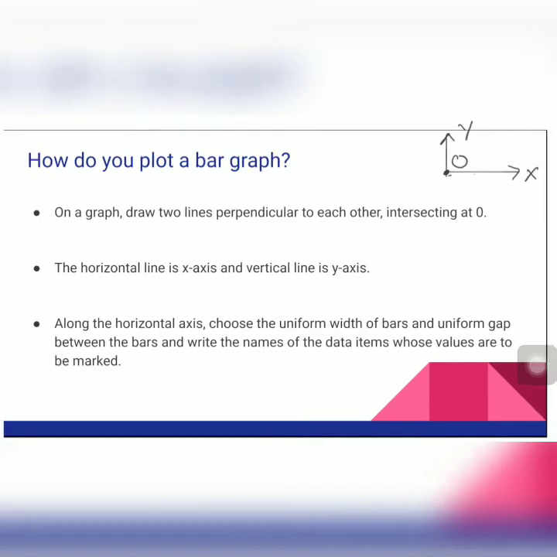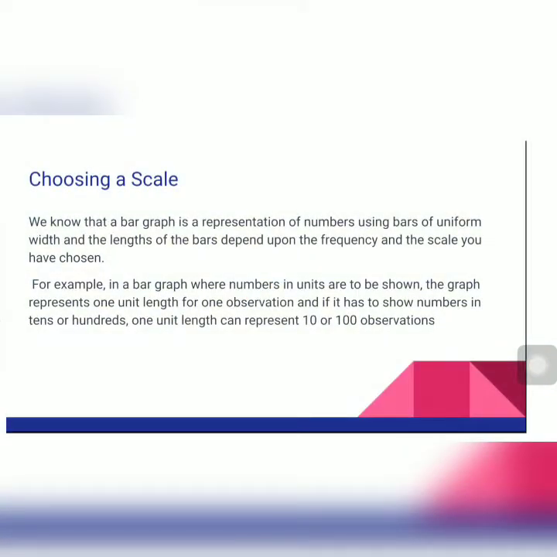Okay, so the next point is how can we choose the scale. I just told you that we need to draw a vertical y-axis on which we are making a scale. Why do we use a scale? We use a scale to measure things, and here we are measuring the heights of the bars with the help of the scale drawn on the y-axis. A bar graph is a representation of numbers using bars of uniform width, and the length of the bars depends upon the frequency and the scale you have chosen.